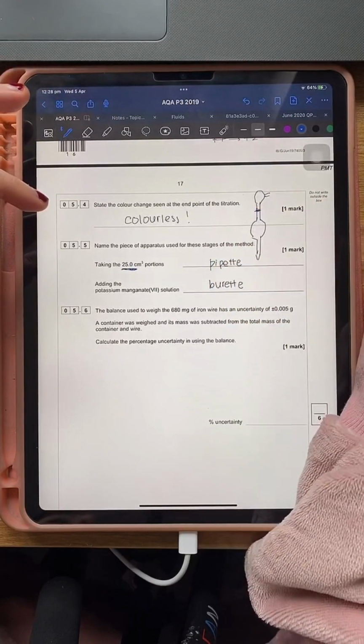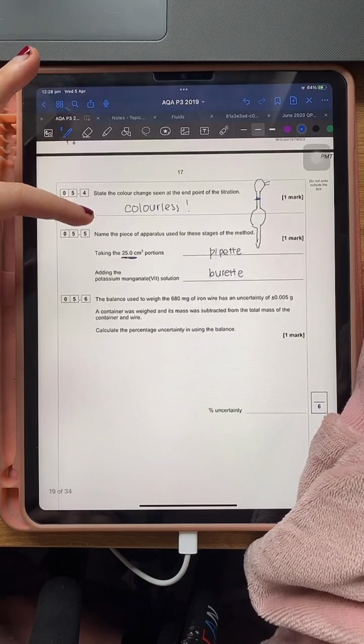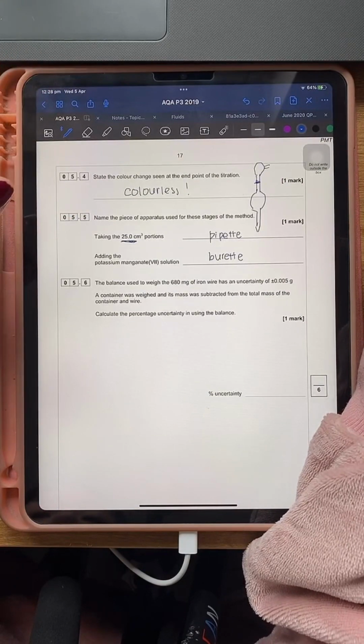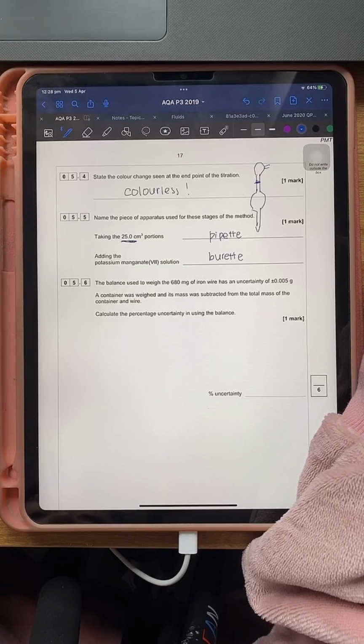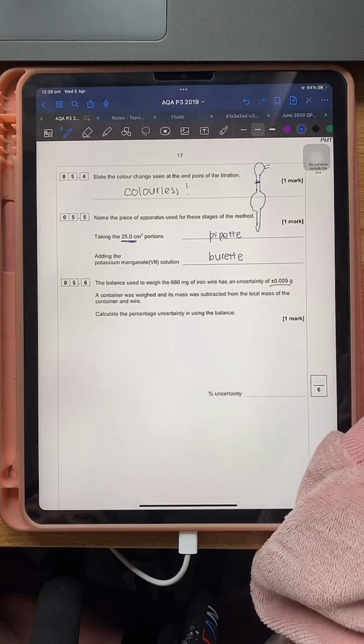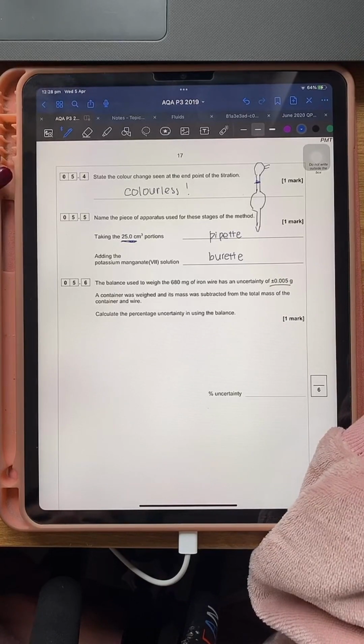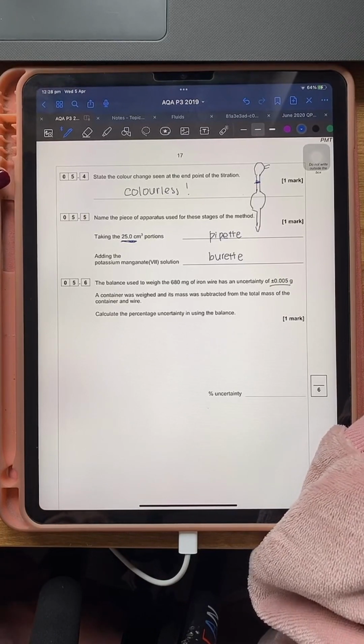The balance used to weigh 680 milligrams of iron wire has an uncertainty of 0.05 grams. A container was weighed and its mass was subtracted from the total mass of the container and wire. Calculate the percentage uncertainty in using the balance.